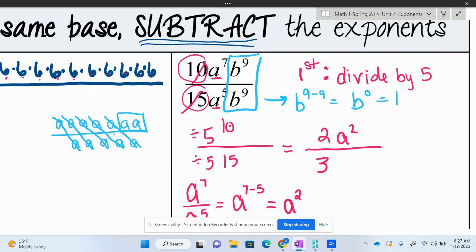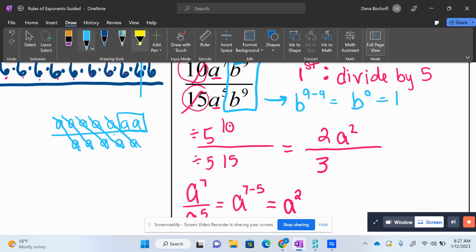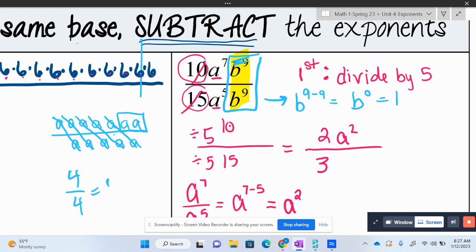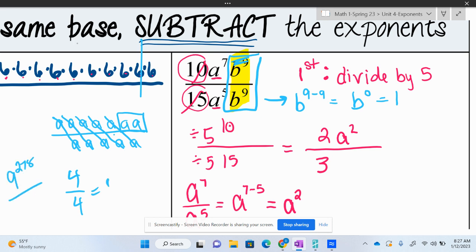Now, if that's twisting your brain a little bit, I want you to think about what this really means. This is exactly the same term. You have exactly the same in the top and the bottom. That is no different than having 4 over 4, which equals 1, or 9 to the 278th power divided by 9 to the 278th power. They're exactly the same. That's why it equals 1. Okay? So this is our final answer.